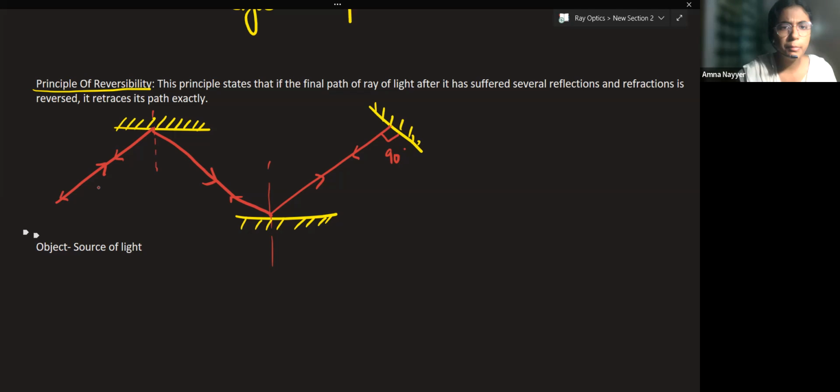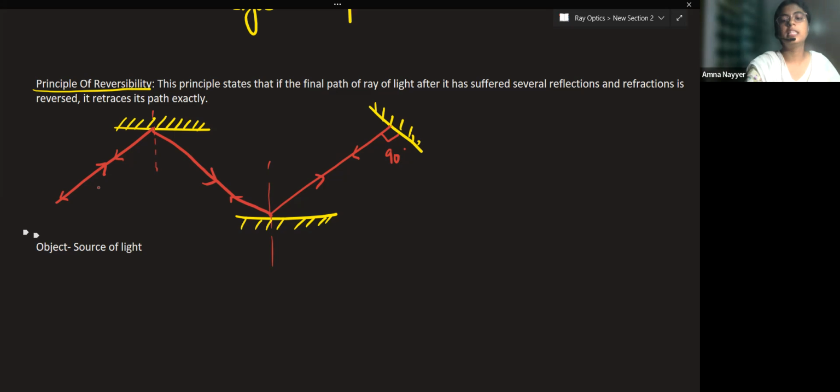So I have written the statement also. This principle states that if the path of a ray of light after it has suffered several reflections is reversed. Instead of keeping that mirror at this angle, I could have kept it like this, so again reflections would have continued. Right now, I have kept that mirror at such an angle that the light rays are reflecting back. So it retraces its path exactly. You will not get a new pathway. By which pathway the light had emerged, the same pathway the light will go back and retrace its path.